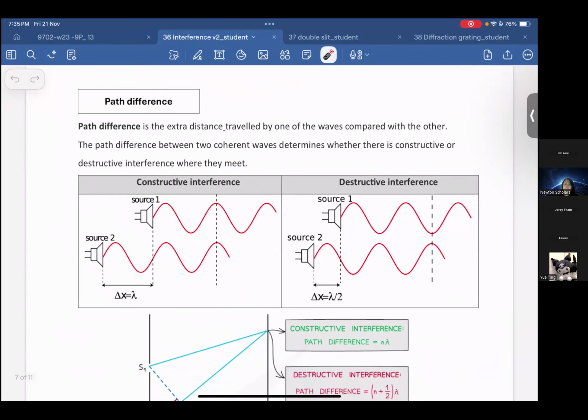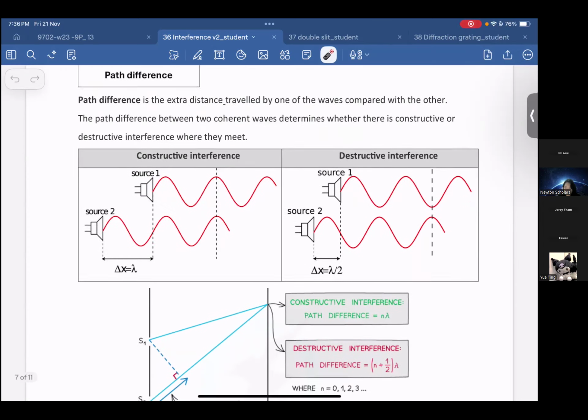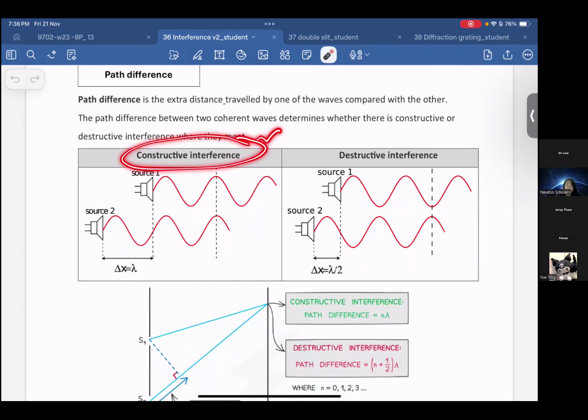This part actually is a bit confusing, but we're trying our best to understand this. Path difference is actually the distance traveled between the two waves. So we compare what is their extra distance traveled. For example, the first case, constructive interference. How do I know that at the end, when they interfere, they will get constructive interference?